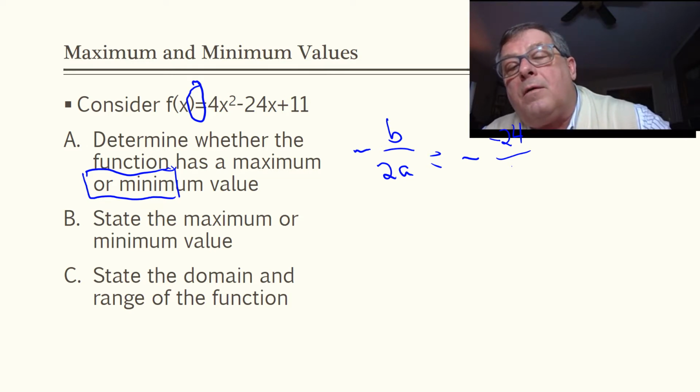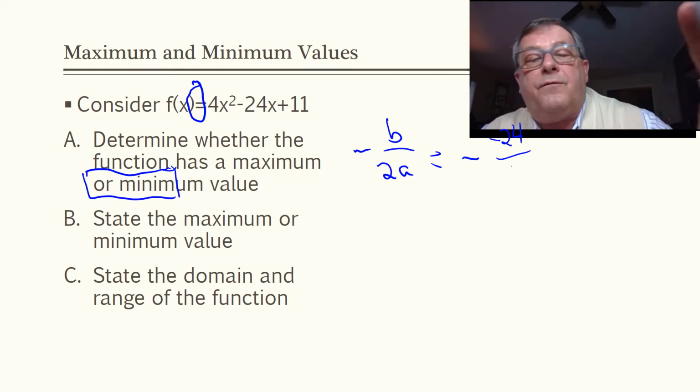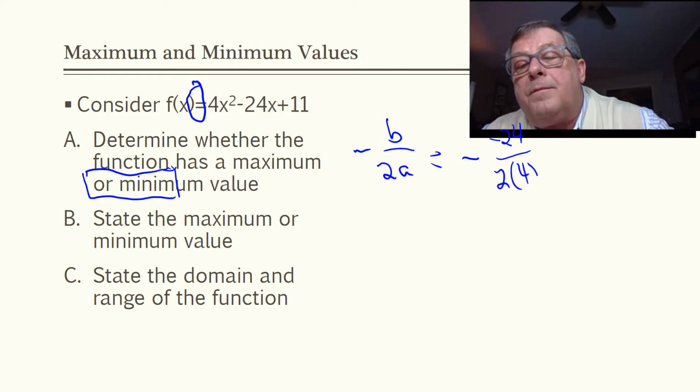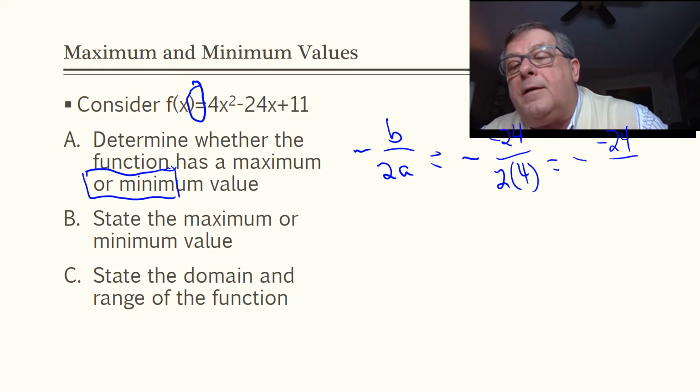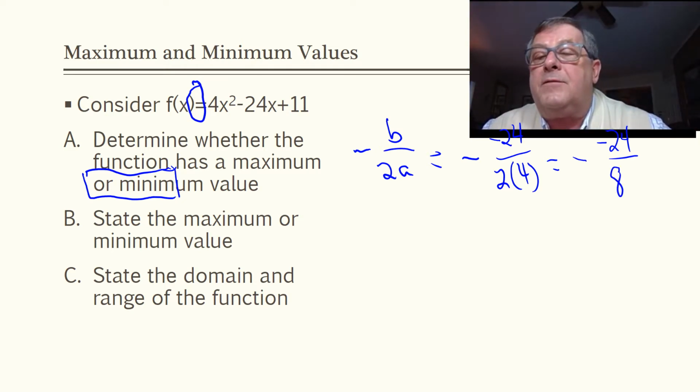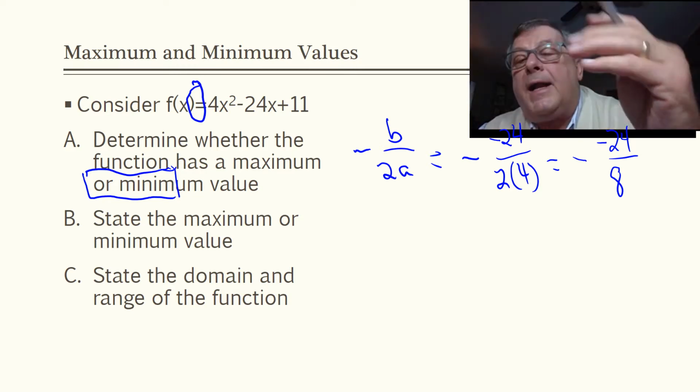Let's say I wrote that wrong. I don't want to confuse anybody. 2 times 4. Well, let's see, what does that solve to? I still got a negative sitting out here. I got negative 24 over 8. And when I take negative 24 divided by 8, that gives me negative 3. But I got a negative.